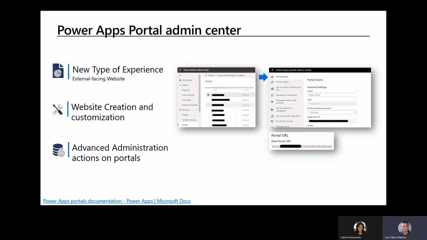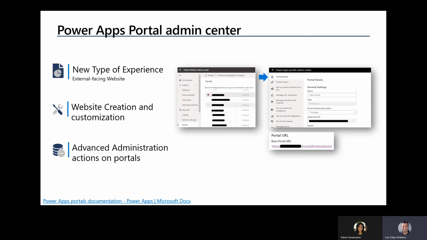Okay, so to access the Portal Admin Center, you just need to sign in to the PPAC, the Power Platform Admin Center. In the left pane, you select Resources and then Portals. Once you are there, you select Manage at the top of the page, and you will be forwarded to the Power Apps Portal Admin Center. In the Portal Admin Center, we have several areas.